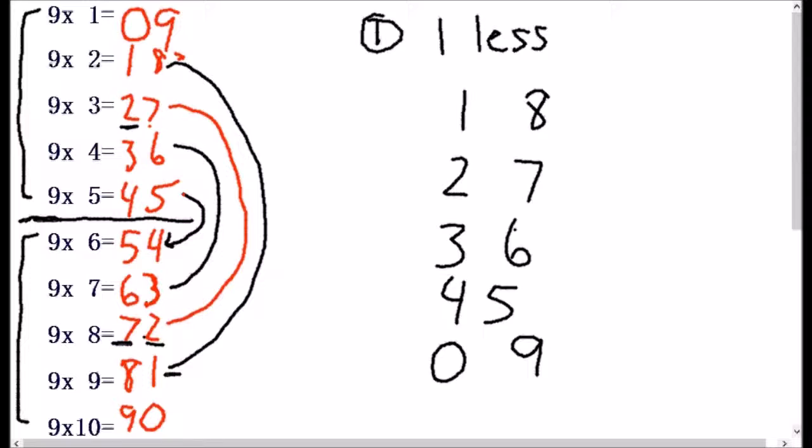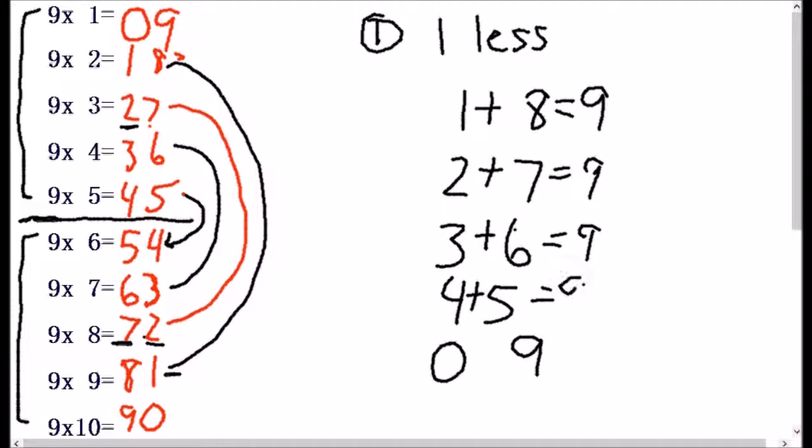Okay, and one of the best ways to remember our partners is, look at this. What is 1 plus 8? 9. What is 2 plus 7? 9. What is 3 plus 6? 9. Look at this. 4 and 5 make 9, and 0 and 9 make 9. So all of our partners add up to 9.